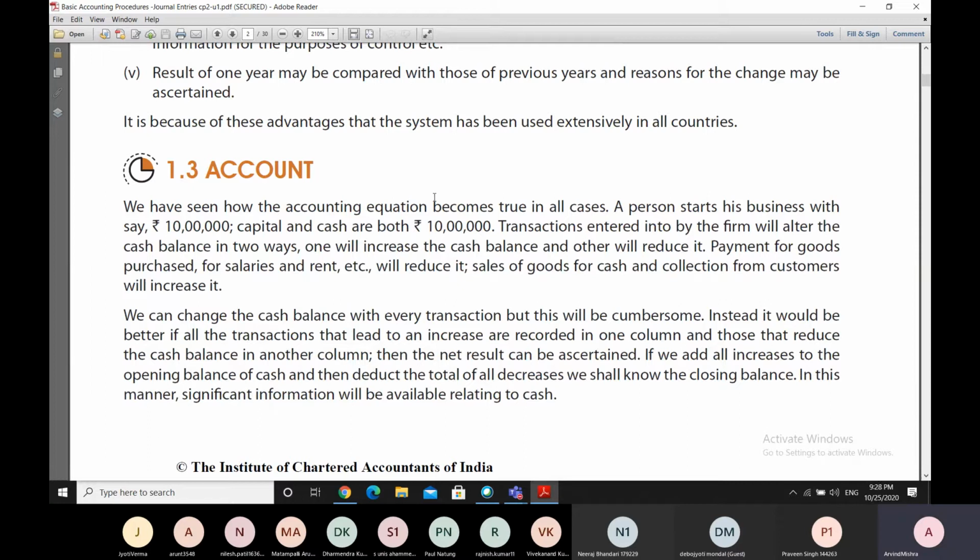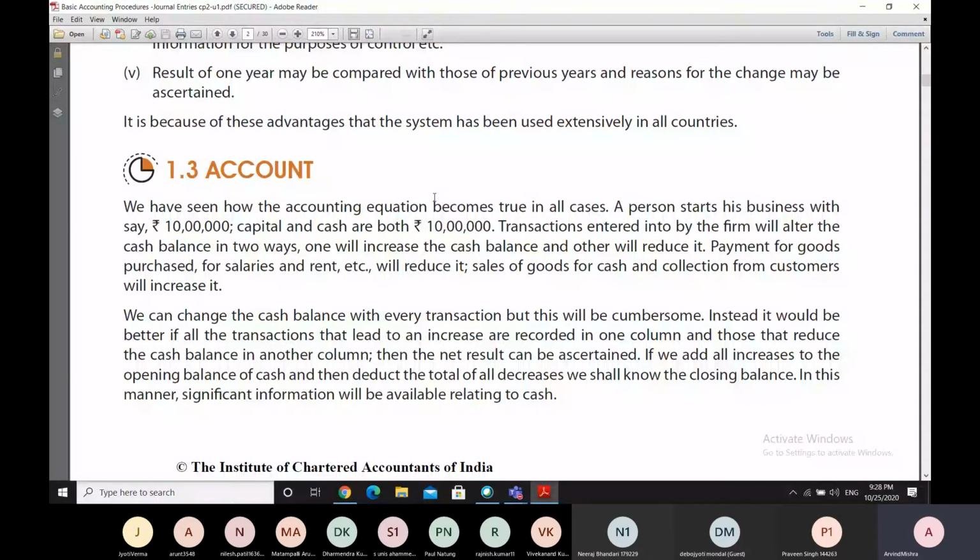Now we have seen how the accounting equation becomes true. Accounting equation meaning thereby the capital plus liability is equal to assets. A person starts his business with, let us say, 10 lakh rupees capital and cash, capital and cash together, both of them together 10 lakh rupees. The transactions are entered into by the firm.